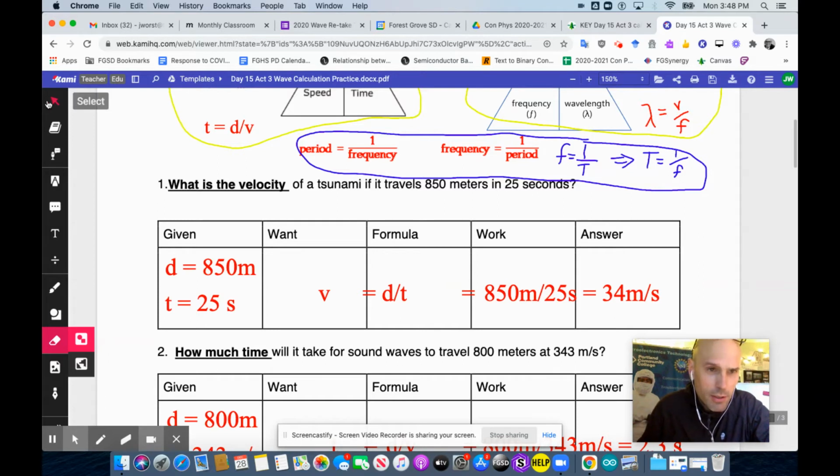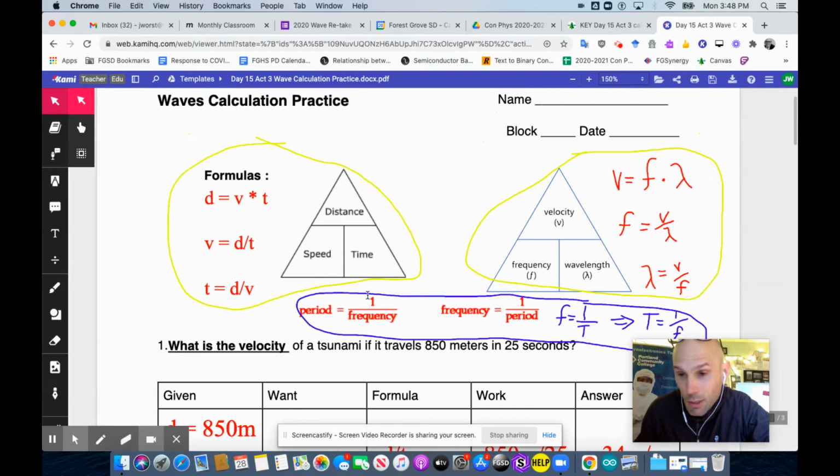Maybe I should use a pointer instead of the erase thing. Okay, so here I'm going to go over just some example equations. So formulas: distance, velocity, and time are related with that triangle of destiny, and velocity, frequency, and wavelength are represented here. These are 3 equations that are related using algebra.